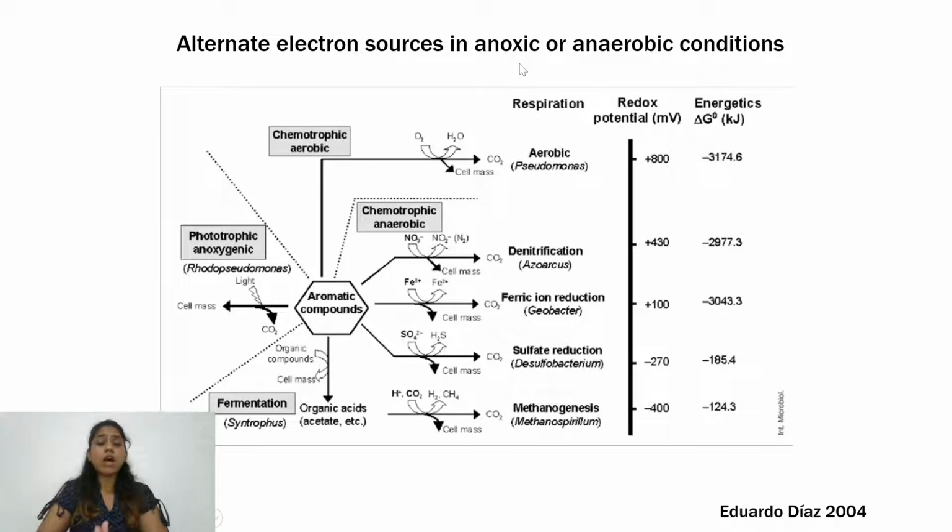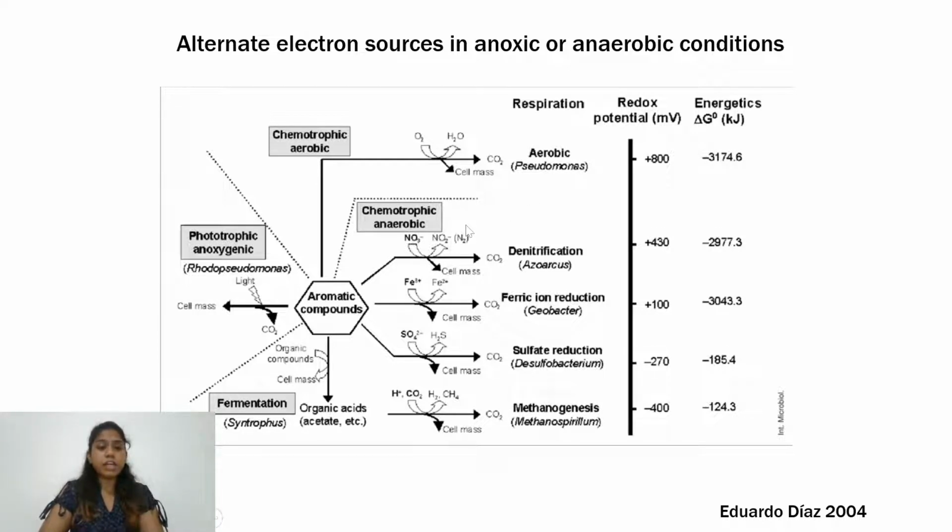But there are also other alternate electron sources in anoxic or anaerobic conditions. Anoxic or anaerobic means the absence of oxygen itself. So here we can see different anaerobic conditions. This is the same as what we saw in the previous slide.